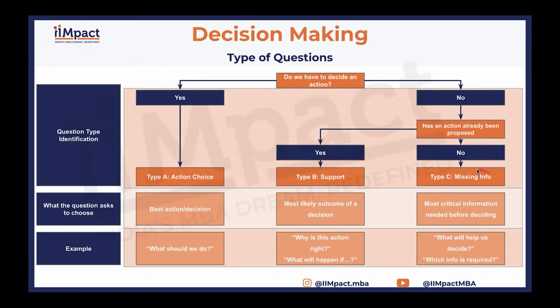And type C, which is the second most common, first most common is action choice, then you have missing info, and the third type is support statements. So in missing info, what is the most critical information that is needed before deciding? So they will ask you the question in this format, what will help us decide which info is required?